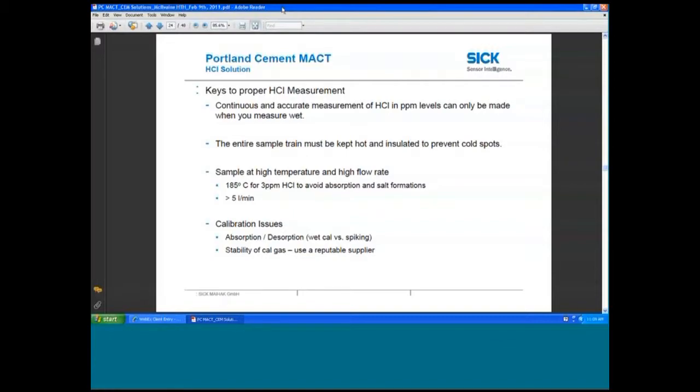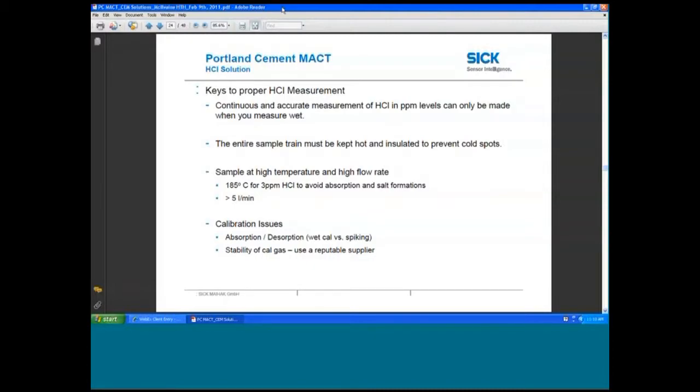And a quick flow rate also helps to avoid loss in the line, and our standard would be above 5 liters per minute. We've got quite a lot of experience measuring HCl using CEMs, and it is doable, but you have to take very close care of the sample handling. Similar to the discussion we had on mercury and how you handle mercury, HCl offers some similar challenges. One of the biggest challenges for HCl is calibration.